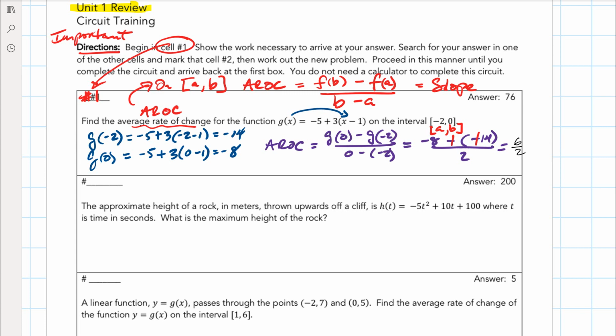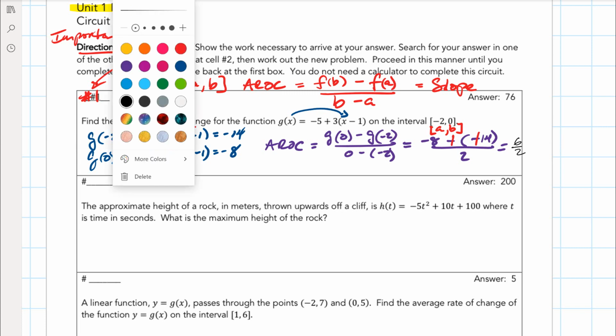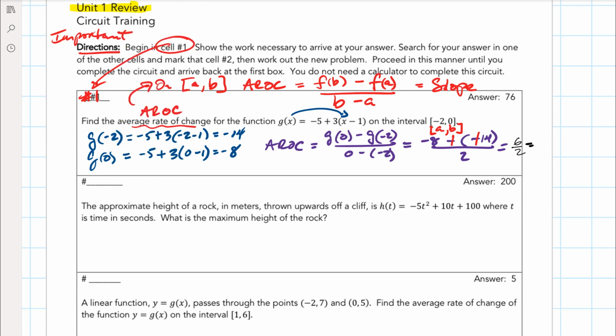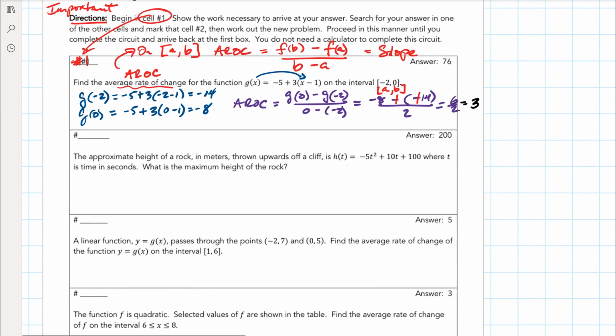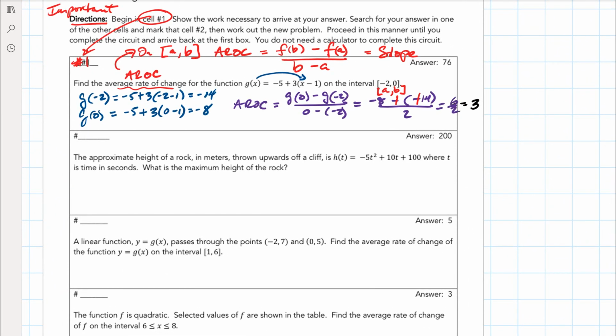So 6 divided by 2 is 3. So I should probably stay in the same color. Okay, so anyway, 6 divided by 2 is 3. Now what I do is I search for the answer for 3, and that becomes problem number 2.